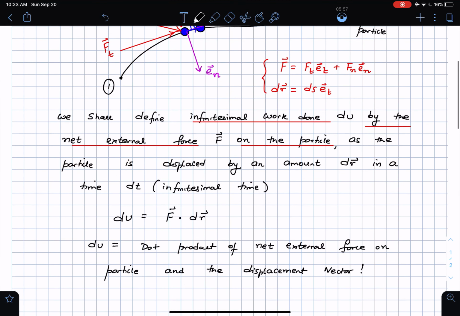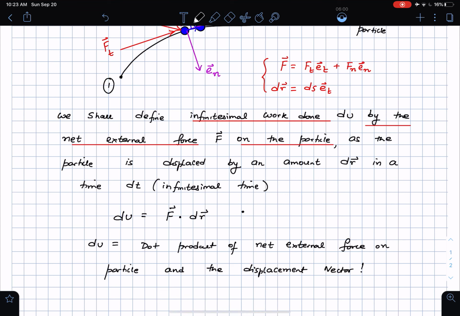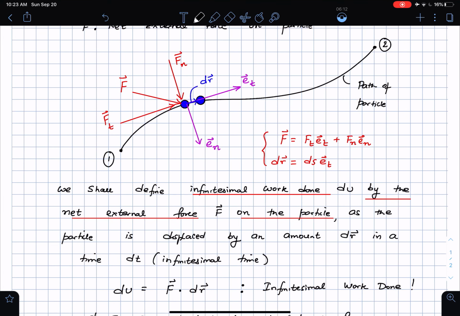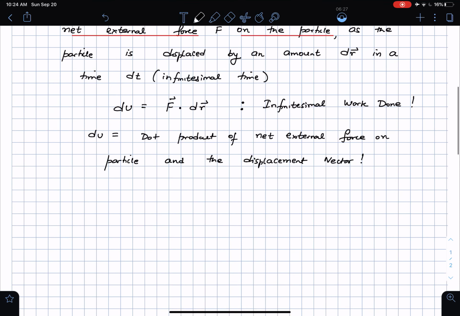Okay, so let's go further and say, what if I'm not interested only in this infinitesimal work done? But what if I'm interested in work done over the entire path from point 1 to point 2? If I think of this path as split into a large number of smaller tiny pieces, then the net work done as I go from point 1 to point 2 is nothing but the integral of all the infinitesimal work done.